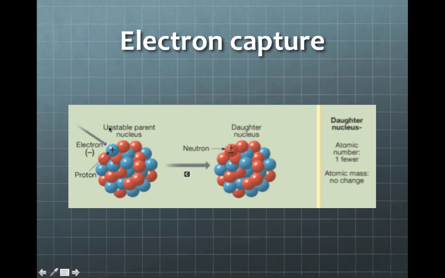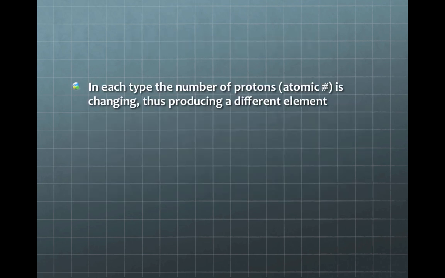Electron capture is a rare type of nuclear decay in which an electron from the innermost energy level is captured by the nucleus. This electron combines with a proton to form a neutron. The atomic number decreases by 1, but the mass number stays the same. This process still will release energy. In each type of radioactive decay, the number of protons, or the atomic number, is changing, thus producing a different element.